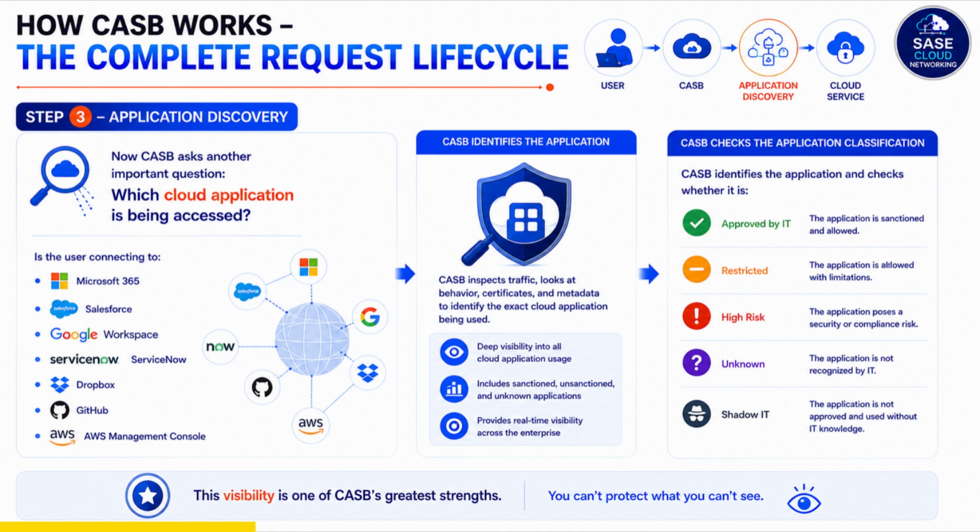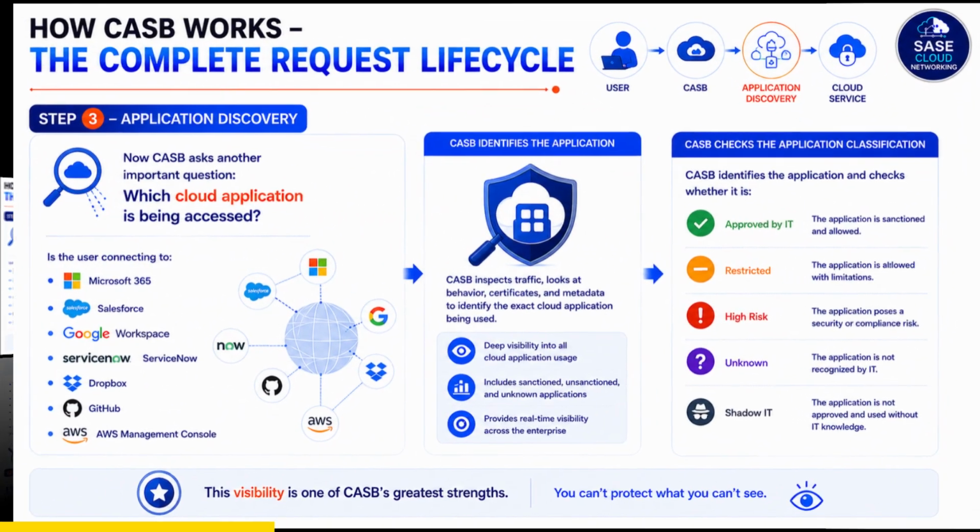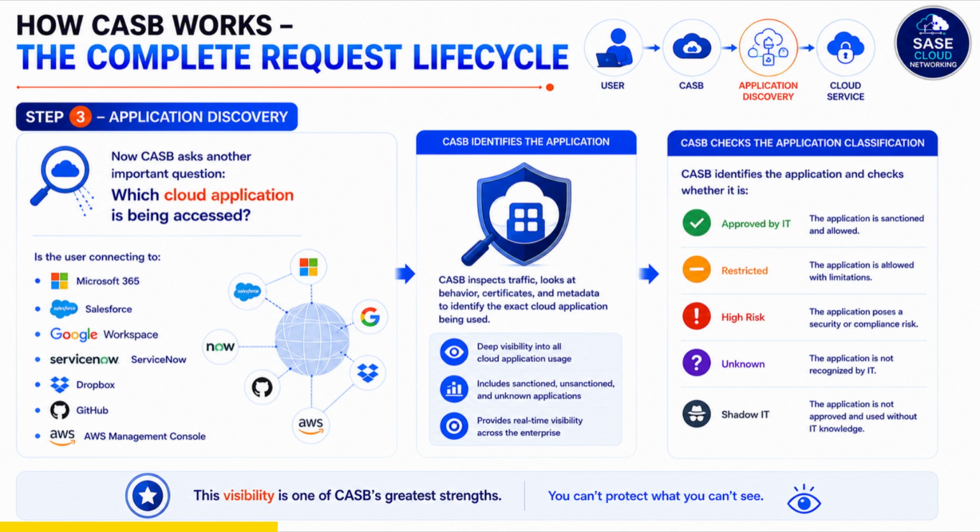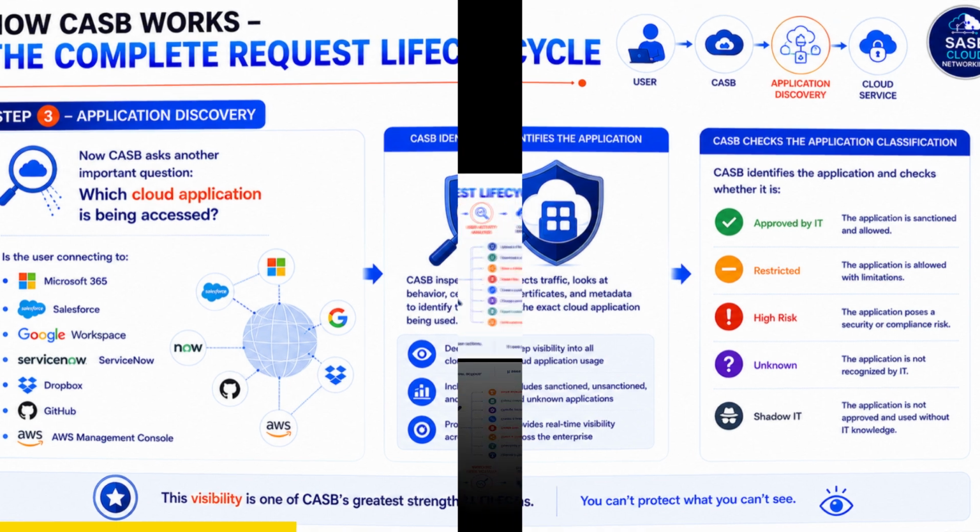Step 3. Application discovery. Now CASB asks another important question. Which cloud application is being accessed? Is the user connecting to Microsoft 365, Salesforce, Google Workspace, ServiceNow, Dropbox, GitHub, AWS Management Console? CASB identifies the application and checks whether it is approved by IT, restricted, high-risk, unknown, or shadow IT. This visibility is one of CASB's greatest strengths.